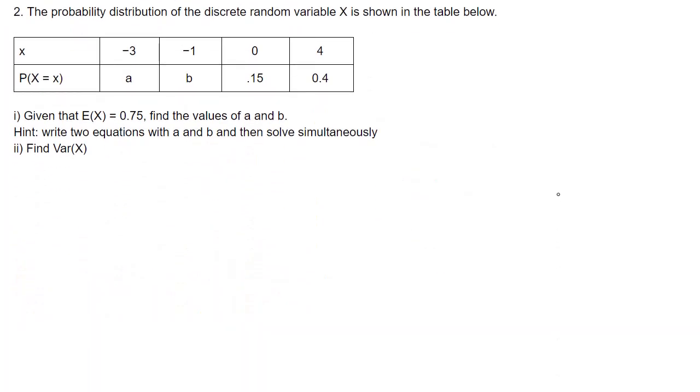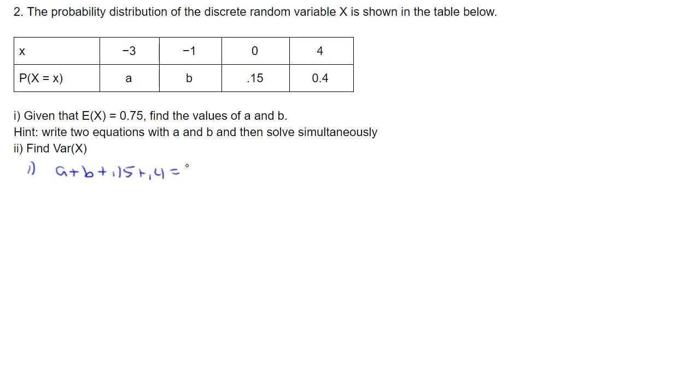We've got a probability distribution. It's got a discrete random variable x, and they give us information, but we are missing 2 probabilities. We're missing the probability for x equals negative 3, and we're missing the probability for x equals negative 1. They do, however, give us the expected value is 0.75. So what can I do? Well, they give us a hint. We should write 2 equations and then try to solve them simultaneously.